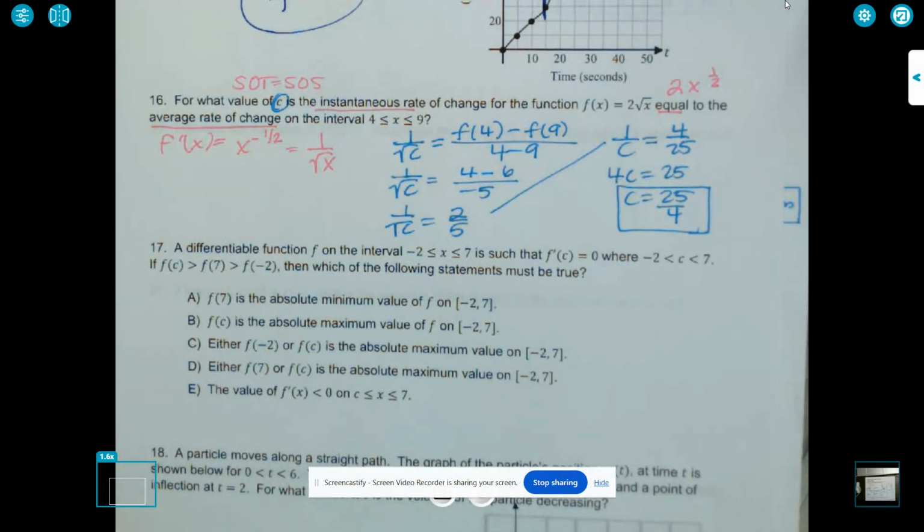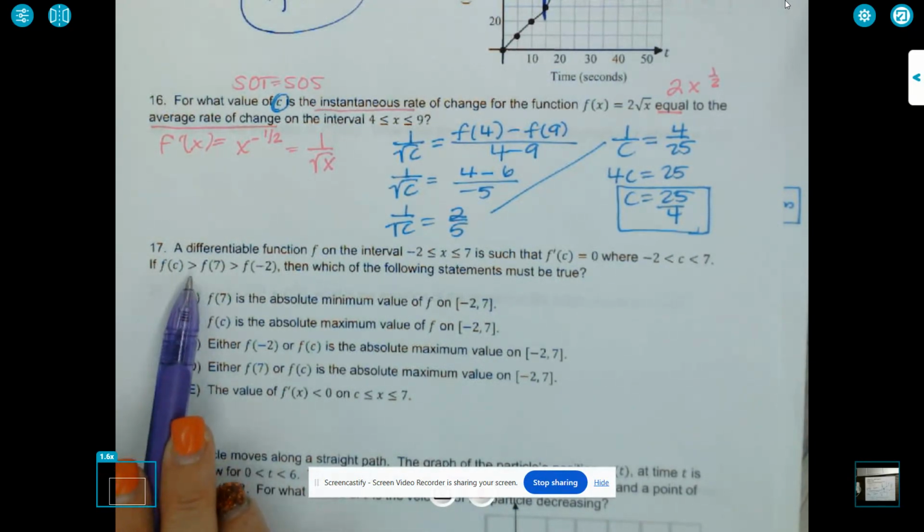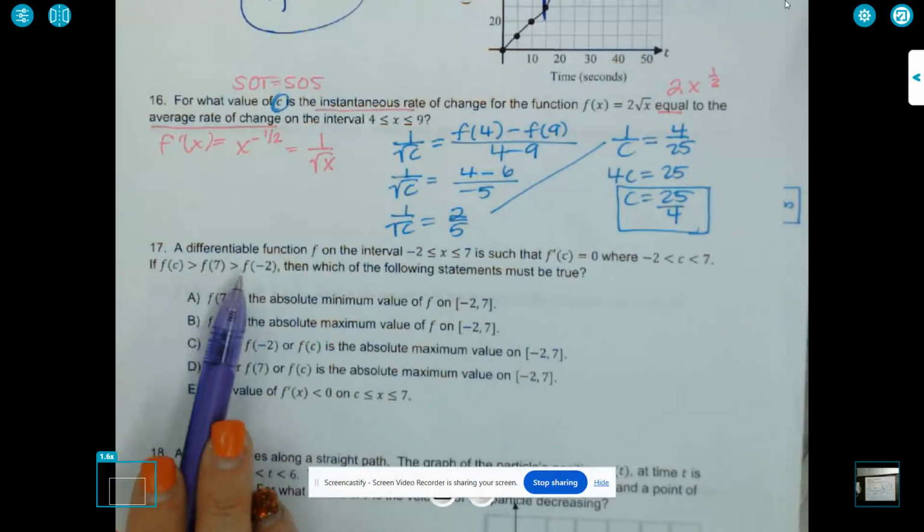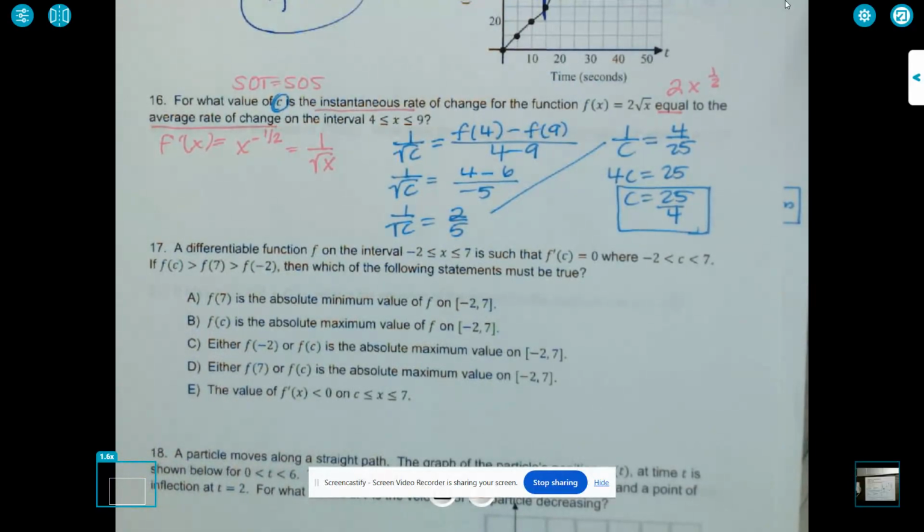A differentiable function f on the interval -2 to 7, x is between -2 and 7, is such that f prime of c equals 0, where c is between -2 and 7. All right, and that graph is, and if f of c is greater than f of 7 is greater than f of -2, then which of the following statements must be true?